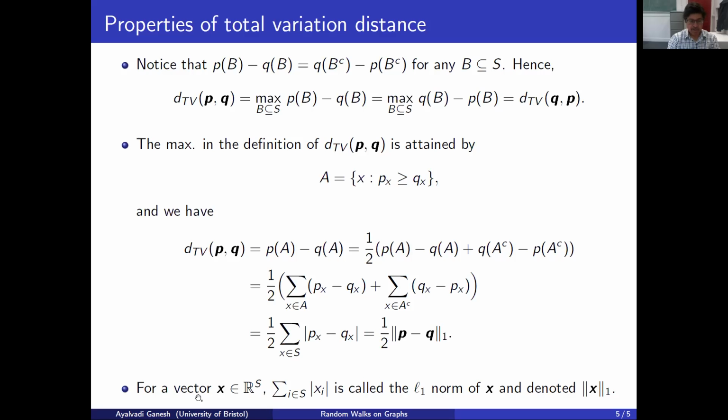Okay, and I've just repeated the same thing for a vector x. The sum of its absolute values is called the L1 norm of x. And the L1 distance is just the L1 norm of the difference between the two vectors, just as the Euclidean distance is the Euclidean norm of the difference between the two vectors.